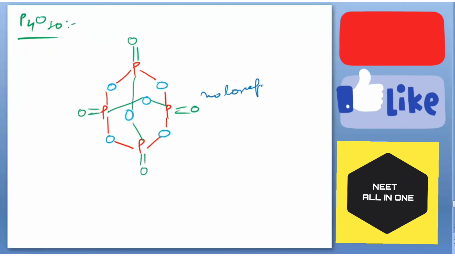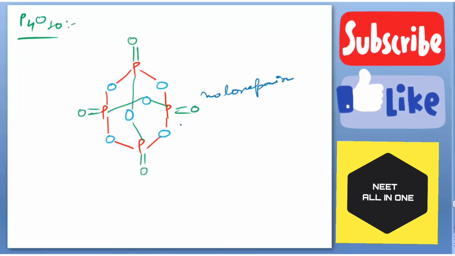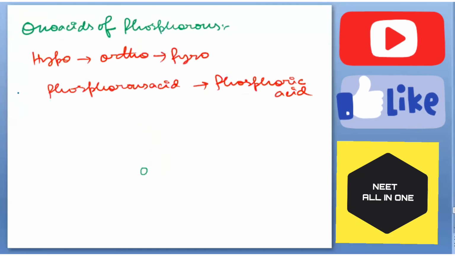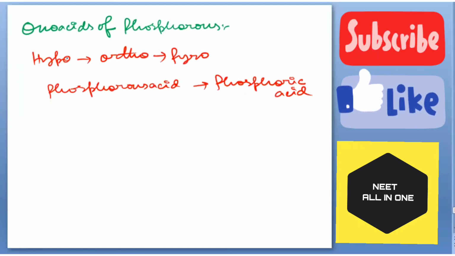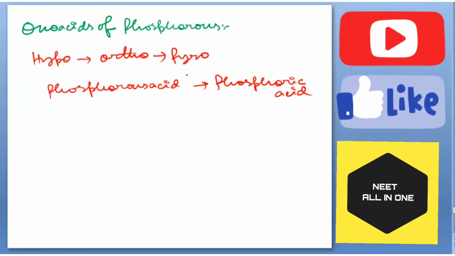So they ask you how many lone pairs are present in P4O6 and P4O10. In P4O6, it will be 4 on the phosphorus atoms, and in case of P4O10, no lone pair is present on the phosphorus. So oxyacids of phosphorus. Many of us have problems remembering their names. So just remember this order.